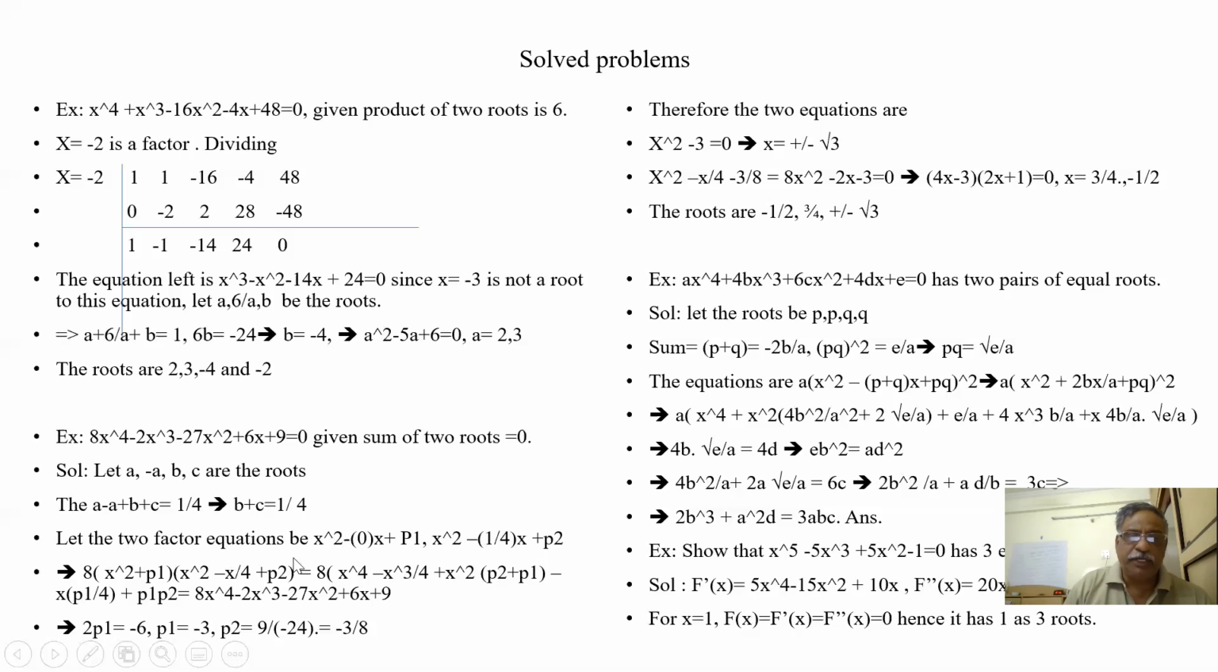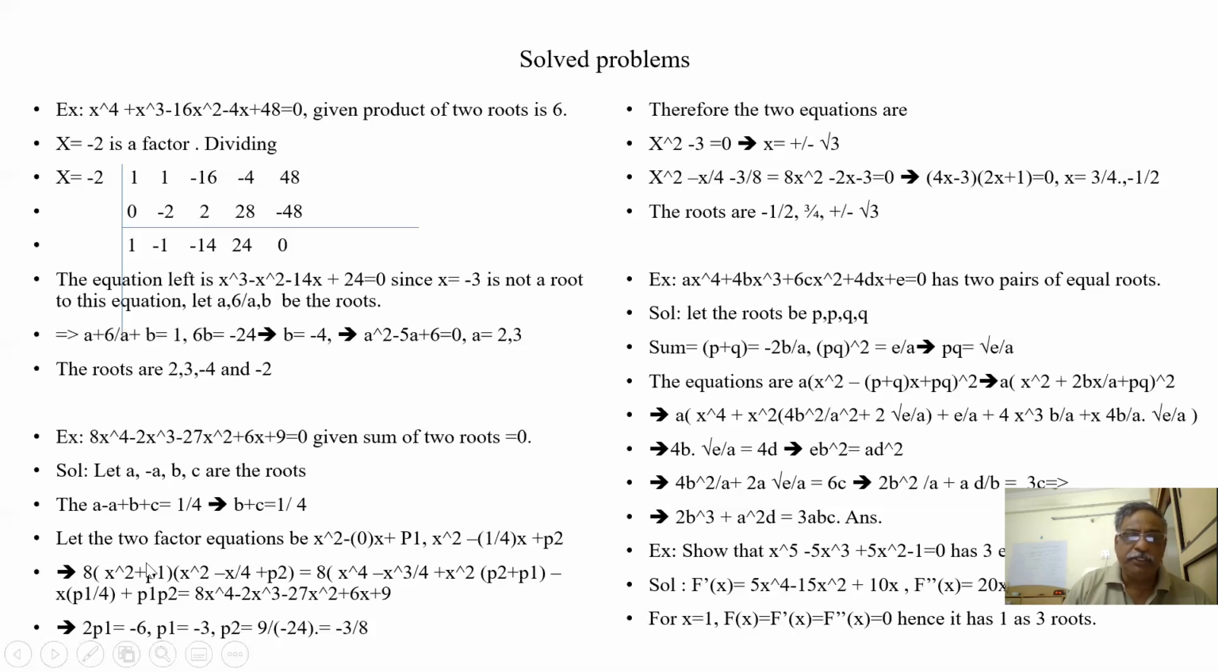So let the two factor equation be x square, a plus b is 0, a minus a is 0, plus p1. P1 is a numeral term. Then x square minus, b plus c is 1 by 4, times x, plus bc. We do not know bc, I am putting it as p2. ab we do not know; a square, ab is minus a square. I do not know, so I put it as p1.